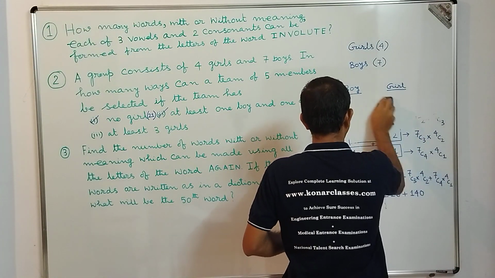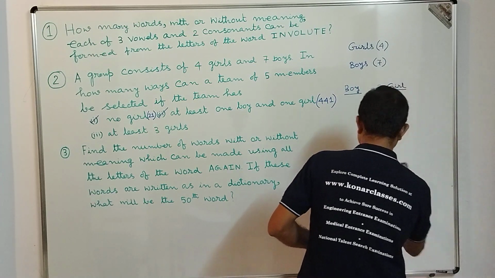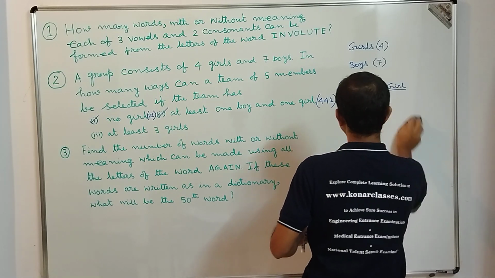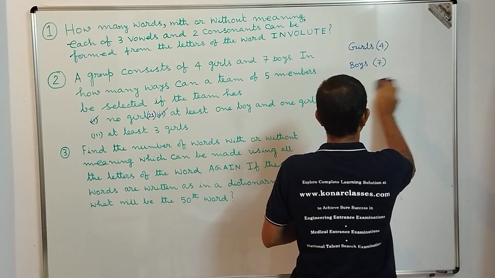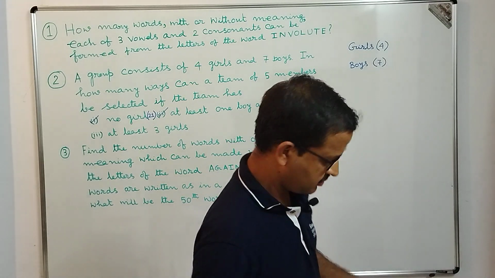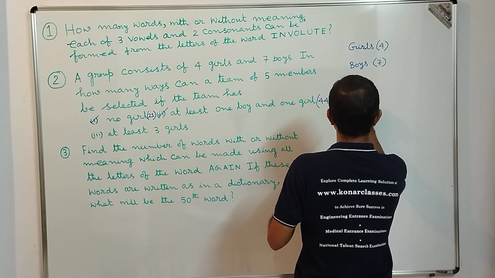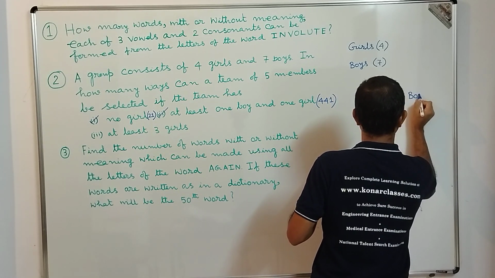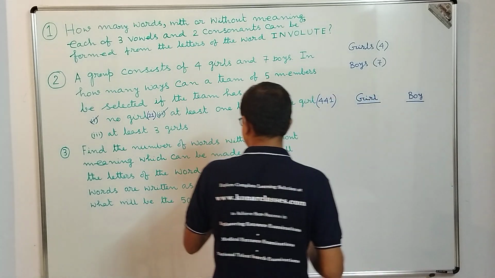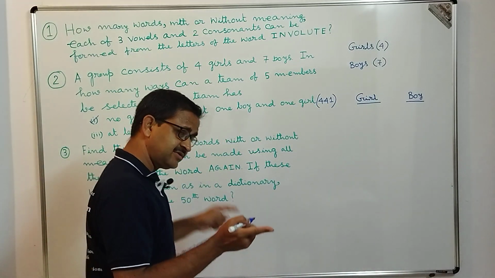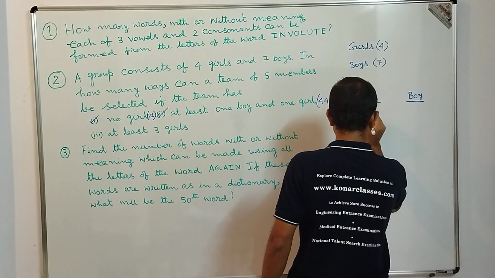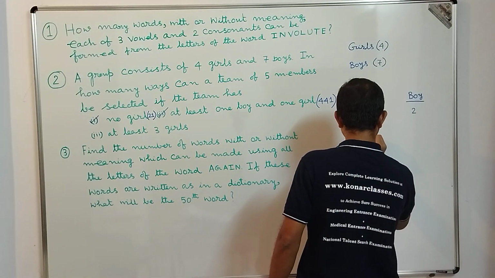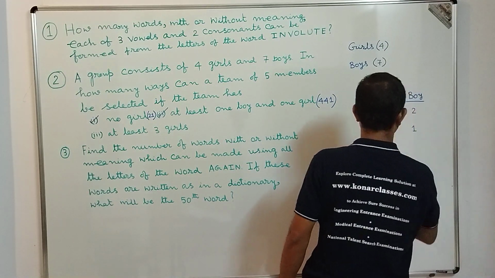Let me write it here. At least 3 girls. So let me change here from girl and boy. Here I write girl and here I write boys. Now, as the question is at least 3 girls, that means I have the choice of 3 girls and 2 boys, or 4 girls and 1 boy.